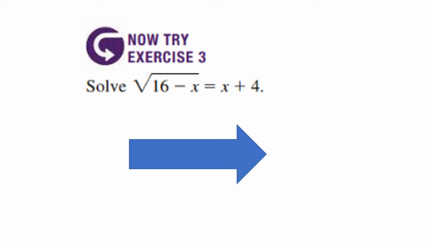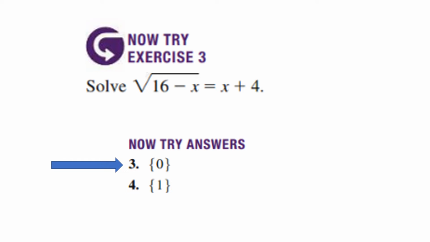Here's a problem for you to try. The left-hand side is the square root of 16 minus x, and the right-hand side is x plus 4. Pause the video and try to solve this. Let's see how you did. And the answer to you try 3 is you should have gotten 0 is the only solution.